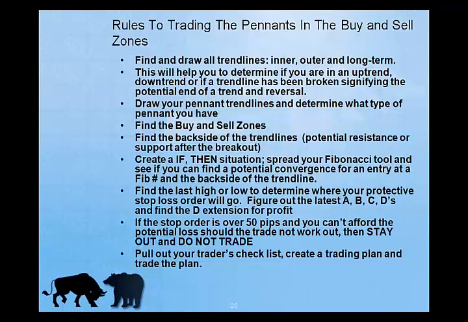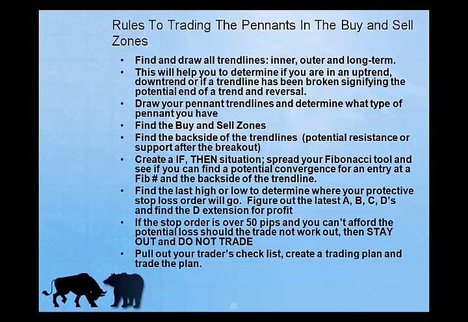Now, rules to trading the pennants in the buy and sell zones. You always have to find the inner, outer, and trend lines. This will help determine if we're in an uptrend or a downtrend. Remember, usually it's going to help us predict in which direction the pennant is going to break out. You draw your pennant lines and determine which type of pennant you have, to know the higher probability of breaking to the north or the south.